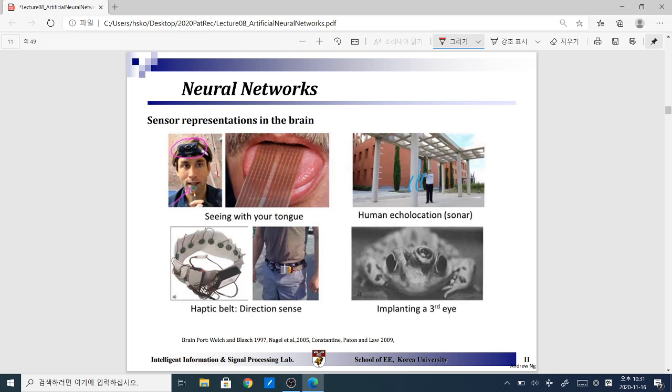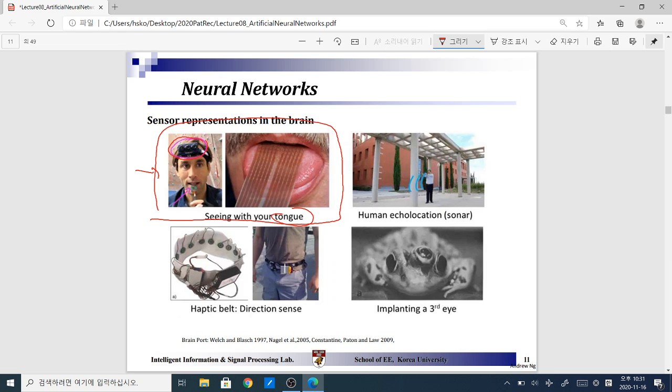Let's look at another example of a brain case, considering that any brain tissue can learn to do a specific function. For example, what this picture is trying to show is that your brain can learn to use your tongue to be able to see.